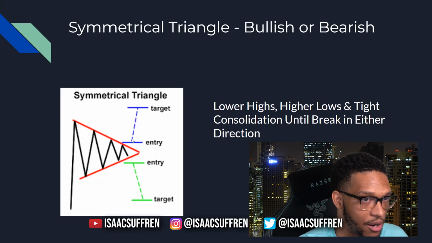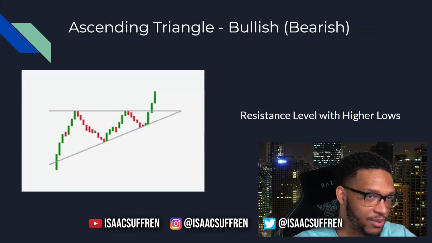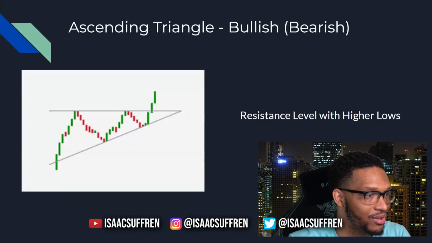Next, we have an ascending triangle. This is a bullish pattern, and I'll explain why it says bearish in parentheses. But as you can see, we have a resistance level with higher lows.